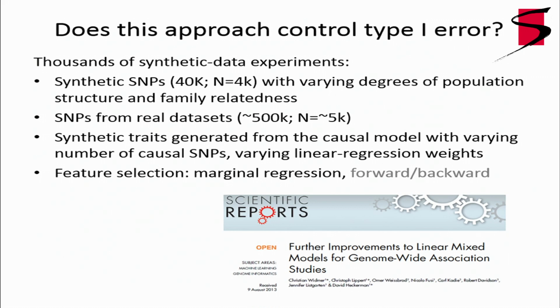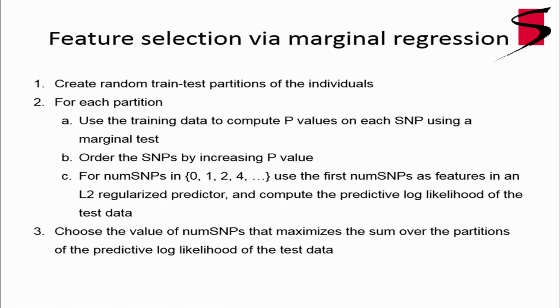We generated lots and lots of different data sets. Some of the data sets used SNPs from real data, and then we generated the phenotype. Other data sets, we generated both the SNPs and the phenotype, and we tried to vary parameters as much as we can: how many causal SNPs you have, how strong the signals are from the SNPs to the trait. And then we tried these two different approaches, conditioning on all SNPs to see if we controlled type 1 error, and we also tried feature selection. The type of feature selection that we used is marginal regression. I'll show you that in a moment. We also dabbled with forward-backward selection, which probably most of you have heard of, and the results are about the same.